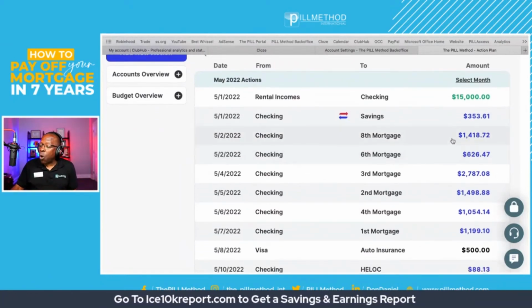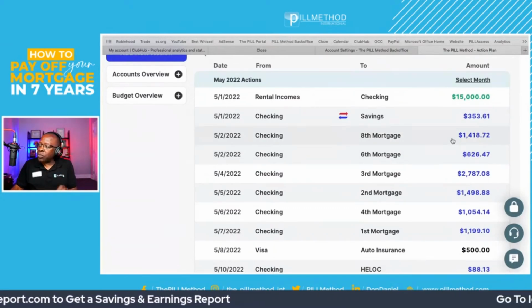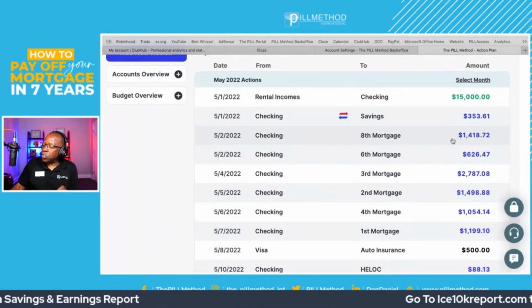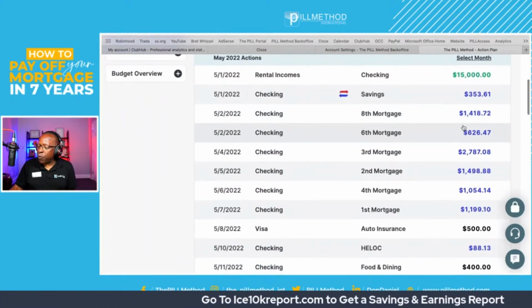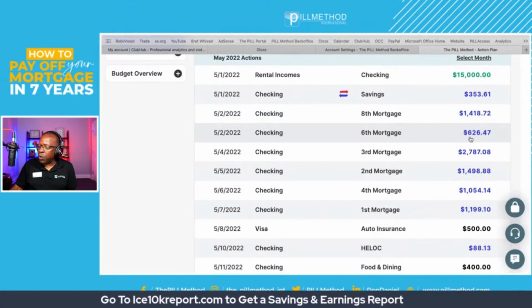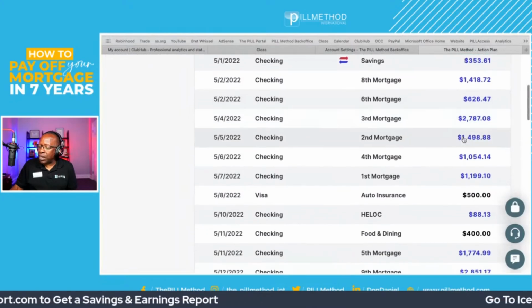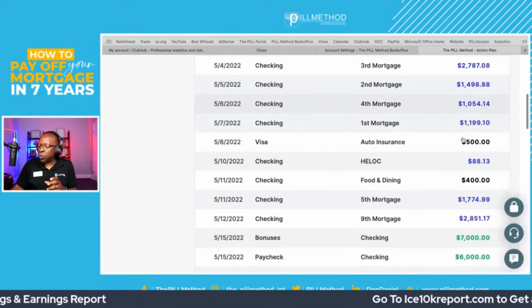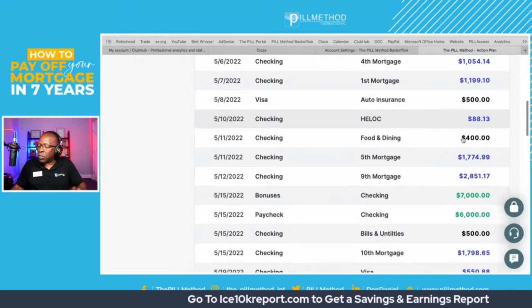So these are all what you see here, folks. These mortgage payments are just the minimum payments, just the minimum payments. So this one on mortgage number 8 is $1,400. And then we've got another one for $626. Here's another one for $278. And you see, these are just the regular mortgage payments. No extra money is going to the debt this month.